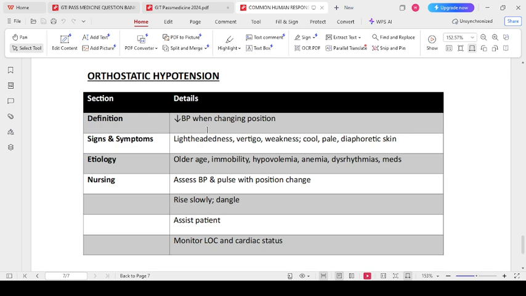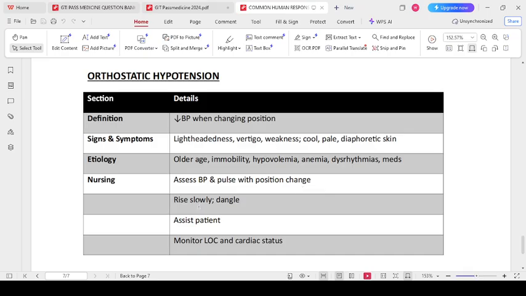Now, orthostatic hypotension, it means decrease in blood pressure when changing position. Like a patient is sitting and suddenly he is standing up, and then his blood pressure is decreased. This is orthostatic hypotension. Signs and symptoms are lightheadedness, vertigo, weakness, cool, pale, and diaphoretic skin. Etiology can be due to older age, immobility, hypovolemia, anemia, dysrhythmias, or it can be due to medicine side effects. A nurse has to assess the BP, blood pressure, and pulse with position change.